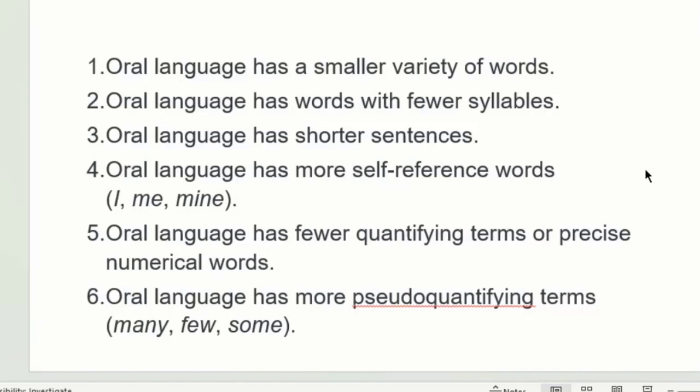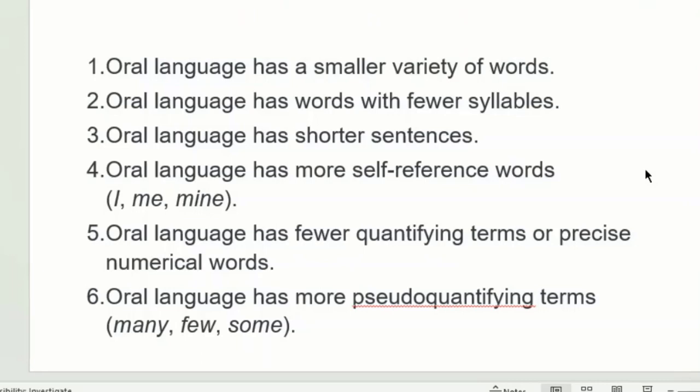I've just set an example of learn. When I talk saying learn, it's like 3 letters. But when you write, it's going to be something else. It's going to be more syllables, more letters to use. Oral language has shorter sentences. When you write, the sentence is long because the syllables that you are using are more all the time.